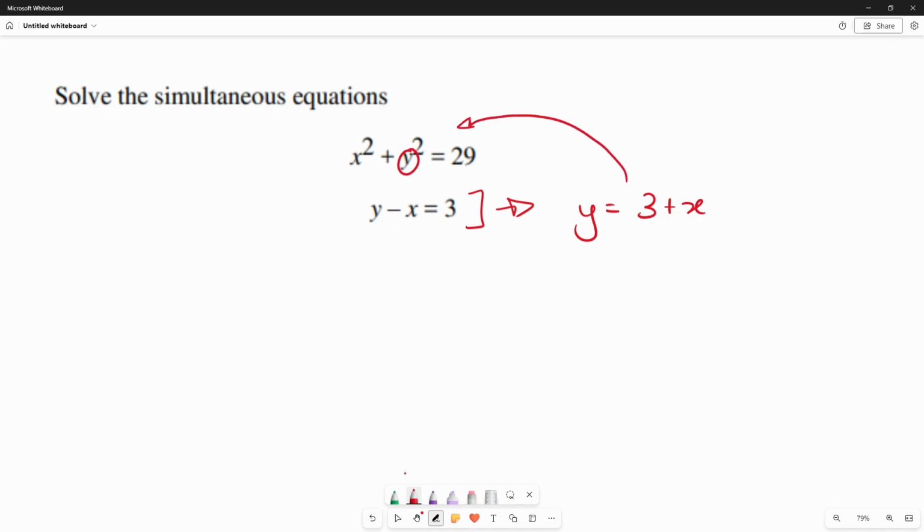So let's do that over here. From that we'll get x squared plus (3 plus x) squared equals 29.